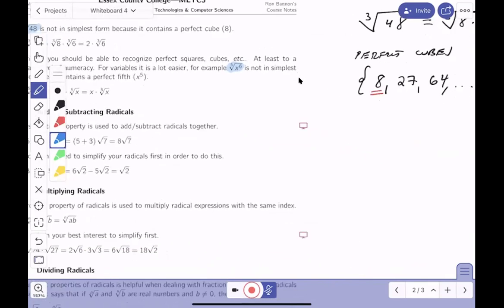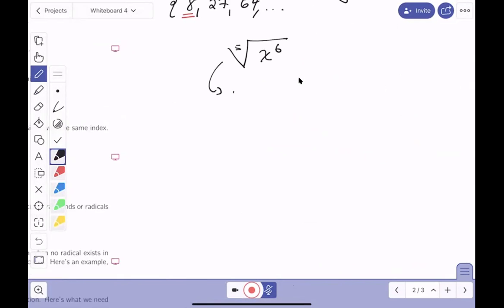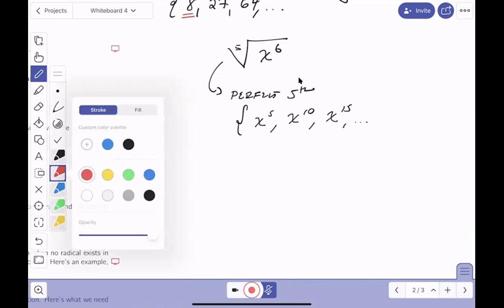All right, so it's the 5th root of x to the 6th. So what am I looking for? Perfect fifths. All right. Well, these are going to be letters in nature, right? Variables. So x^5, x^10, x^15, yada, yada, yada. Does x^6 contain one of those factors? And it does.